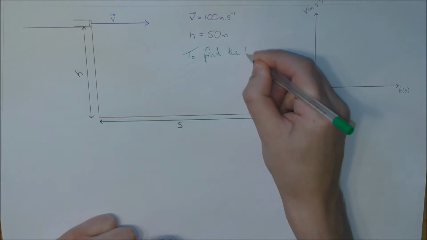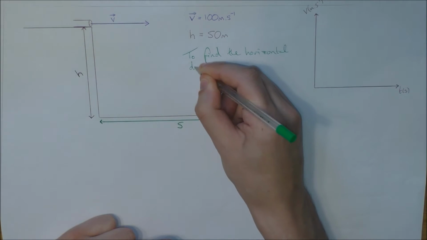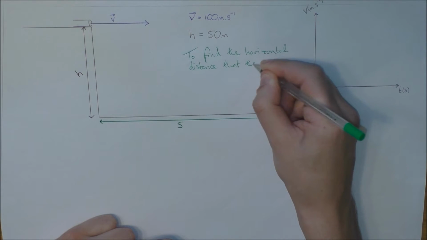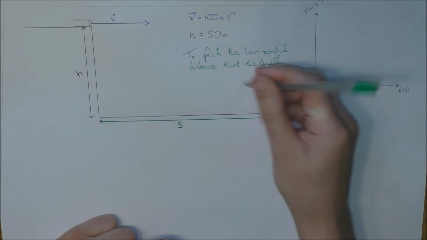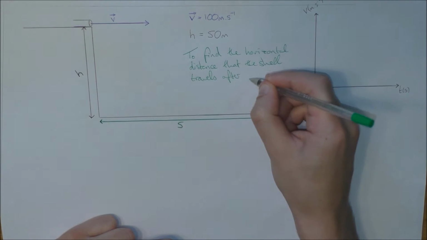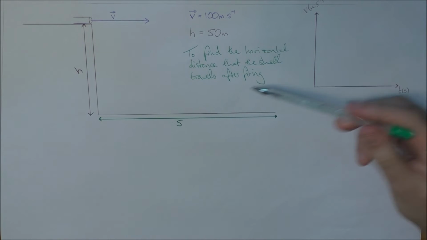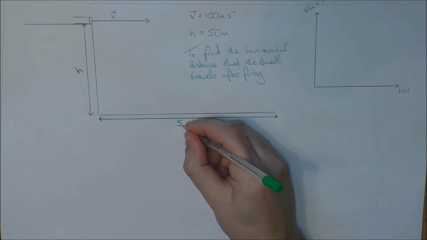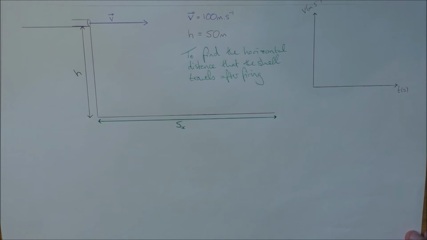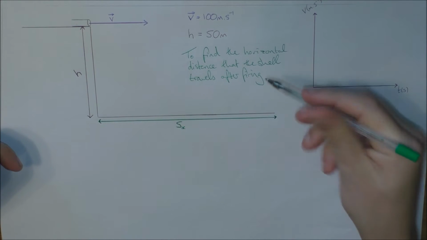the horizontal distance that the shell travels after firing. So I'm effectively finding S. I'm going to call this SX, just to make sure that I can keep that separate in my calculations.